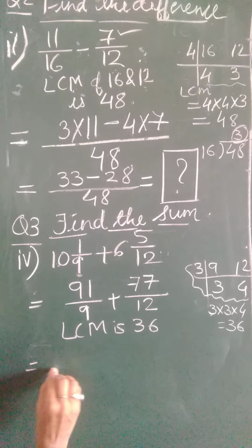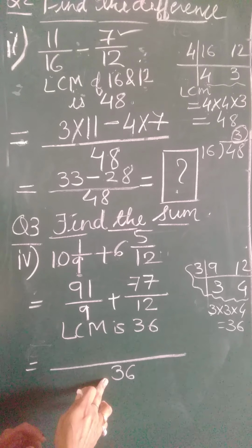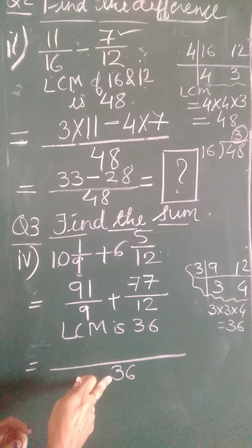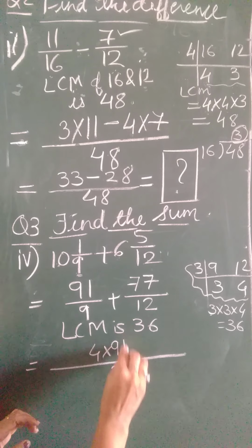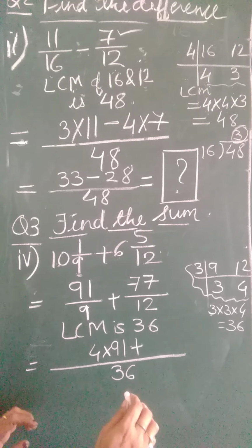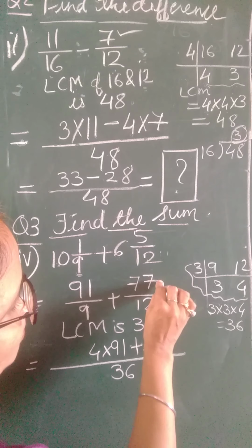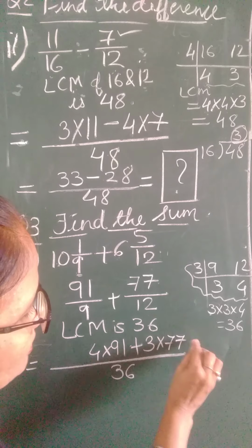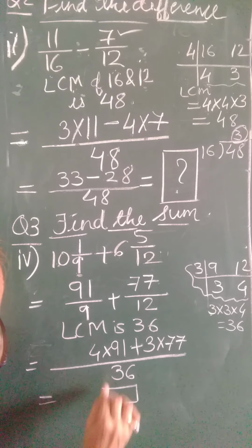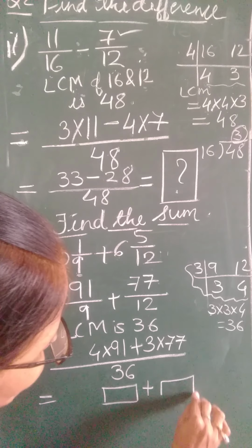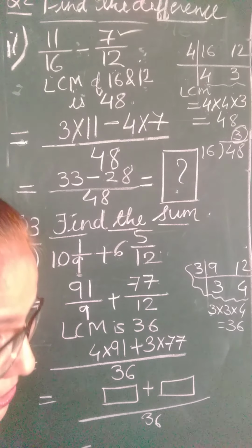So now see, first we write 36 as it is. Now divide this 36 by the first denominator. You know when you divide 36 by 9, you will get 4. And this 4 you will multiply with 91. Now here plus, so we put plus. Similarly, this 36 you will divide by 12, you will get 3. And this 3 you will multiply with its numerator, that is 77. Now just simplify. So this is your homework. Multiply this plus multiply this also, divided by 36, and find the answer.